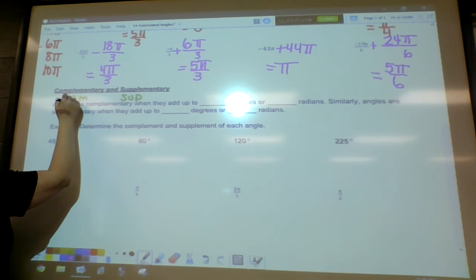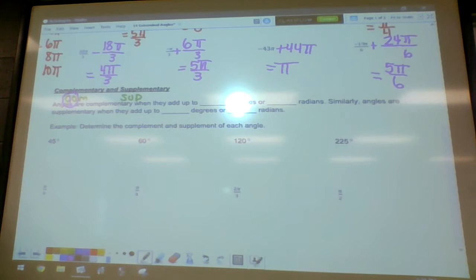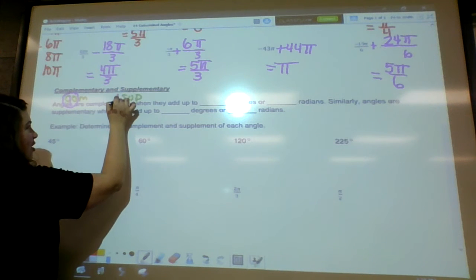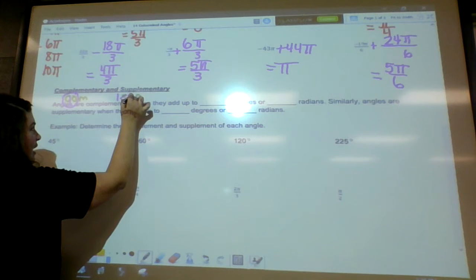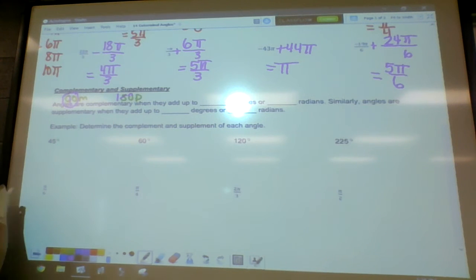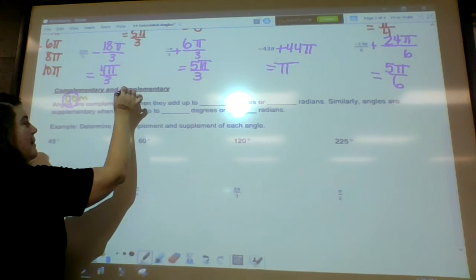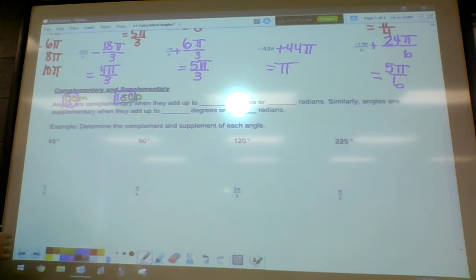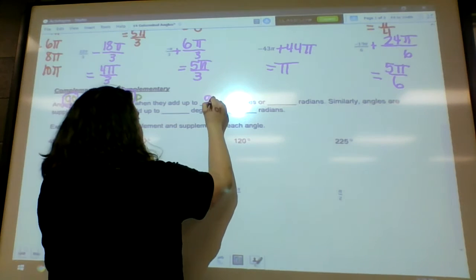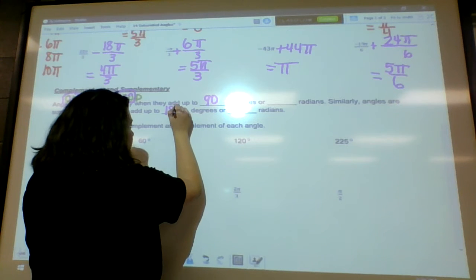If you take the CO in complementary and draw a line going down, complementary makes a 90. And with a little creativity here, you can turn that into a 180. So supplementary add up to 180, complementary add up to 90. So complementary 90, supplementary would be 180.